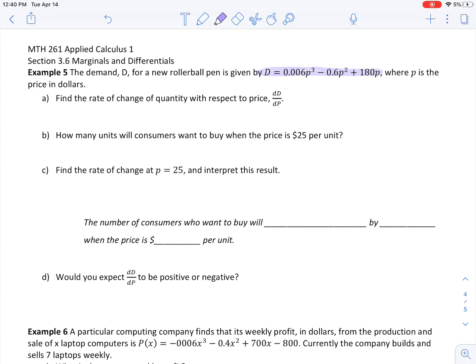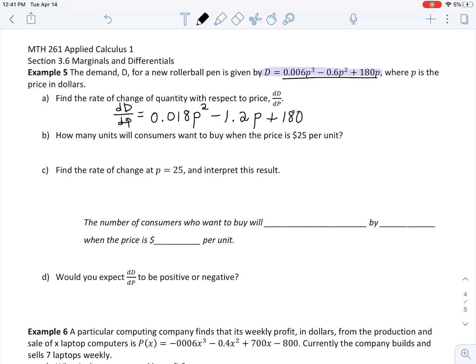We know how to simply find dD/dP. We just take the derivative of the D function, which is written in p. So what's that going to be? dD/dP equals, take the derivative of this one. Let's do 0.006 times 3. The coefficient is 0.018 p squared minus 0.6 times 2. That's going to be 1.2p. And then plus 180. So no more p. So we got the derivative function, and this will be used when we are asked to find the rate of change or things like that. So we'll keep it here.